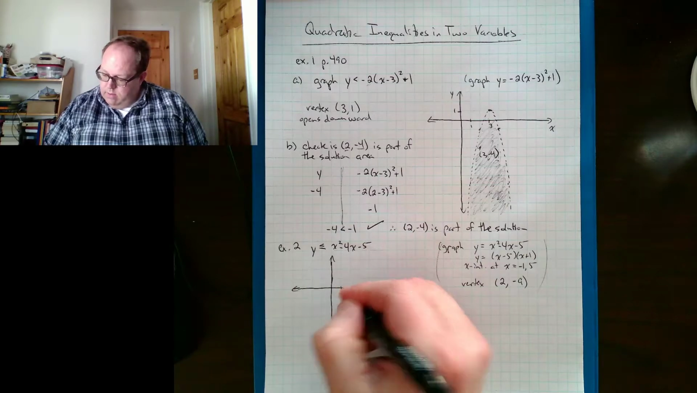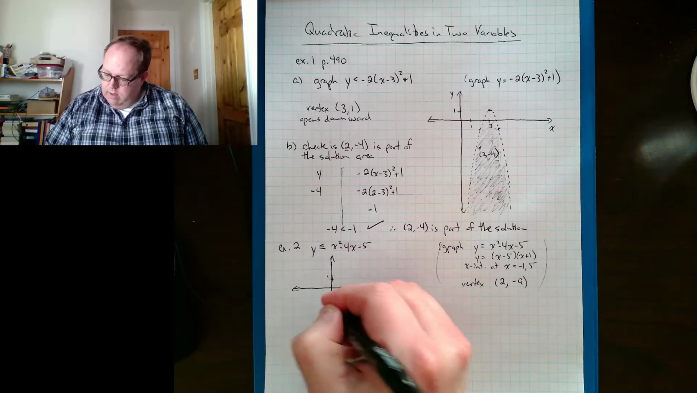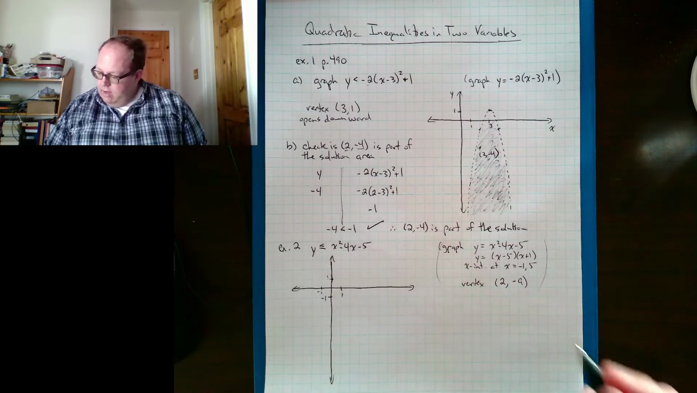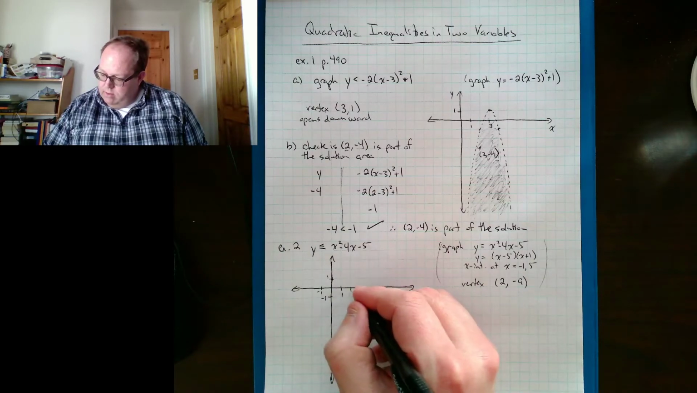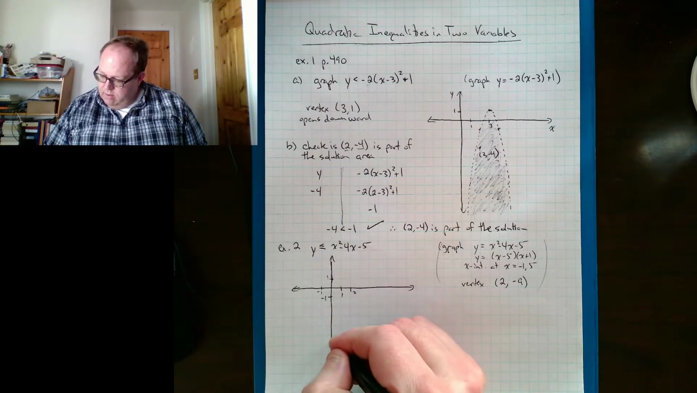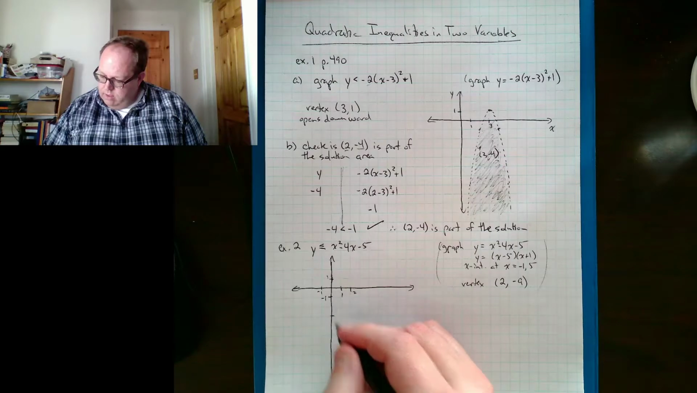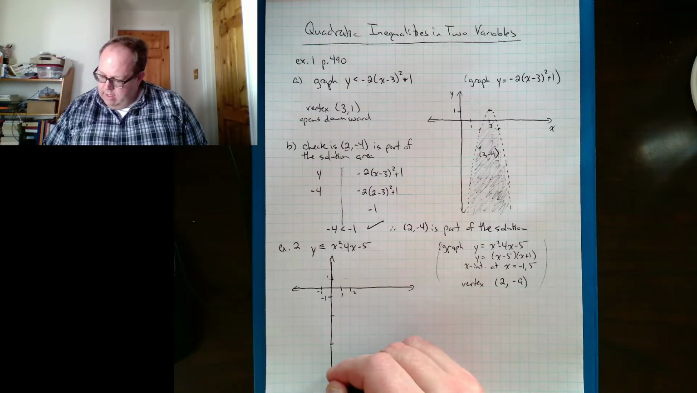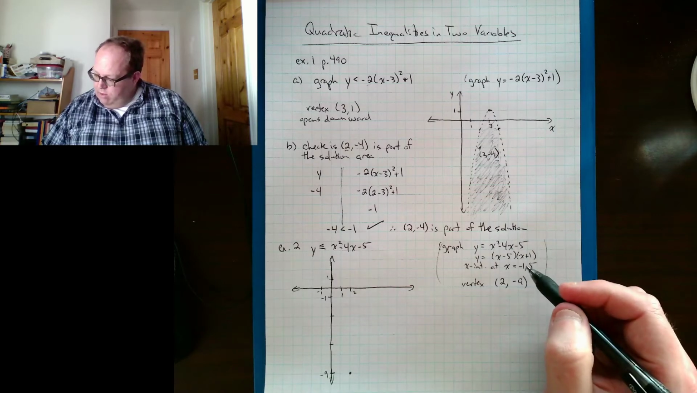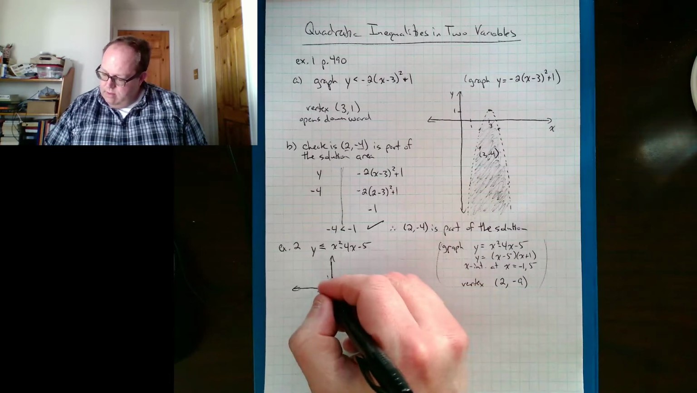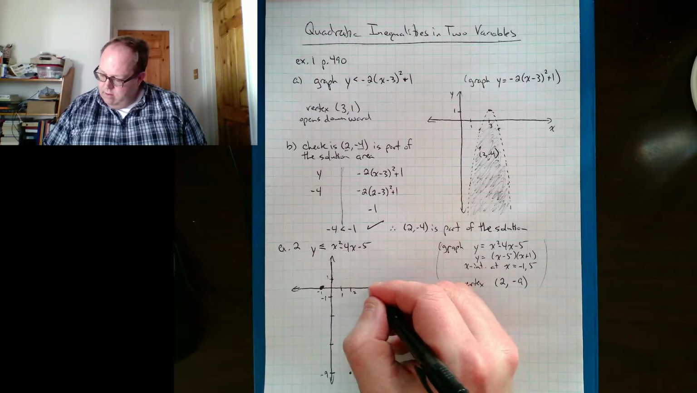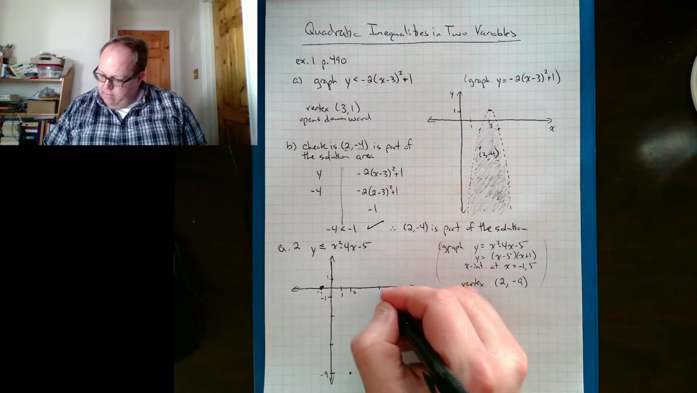So 1, 1, negative 1. I'm interested in the vertex at 2 and negative 9. 6, 9. And my zeros at negative 1 and positive 5.